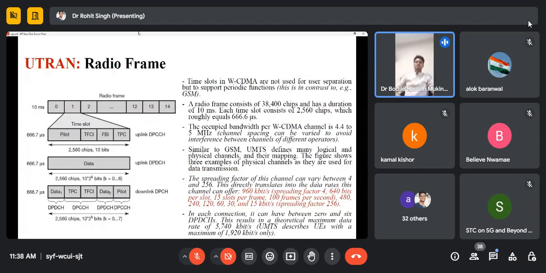Okay, so roughly in one slot, the number of chips is 38,400 divided by 15. And it roughly carries a bandwidth of 4.4 to 5 megahertz. Now, we can leave this point. Next important point is that the spreading factor of this channel can vary from 4 to 256.